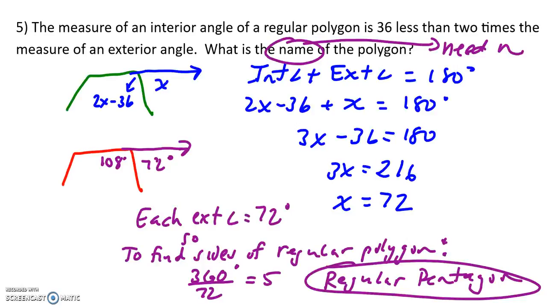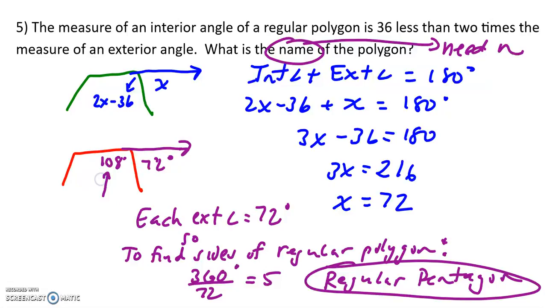All right, guys, so to check back in with you, I knew if I needed the name of the polygon, I needed n. But first, all I knew was that the interior and exterior angle were supplementary. So I called the exterior angle x. In the interior, 36 less than 2 times the measure, I said 2x minus 36. So I knew these were supplementary, so I set them equal to 180, solved, and got that x equals 72, which meant that the exterior angle was 72 and the interior was 108.